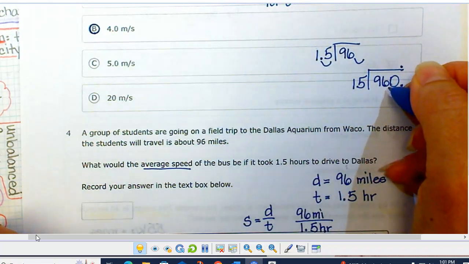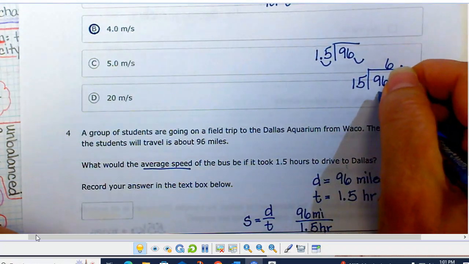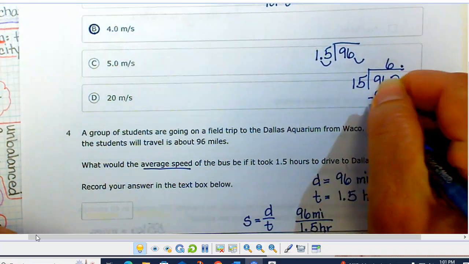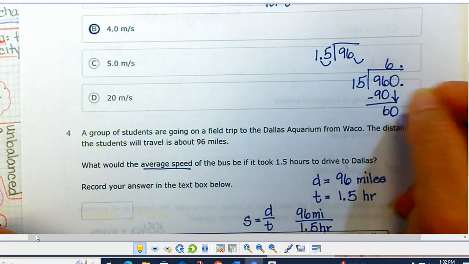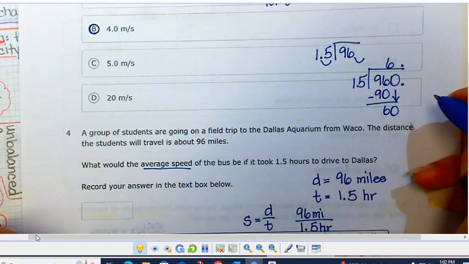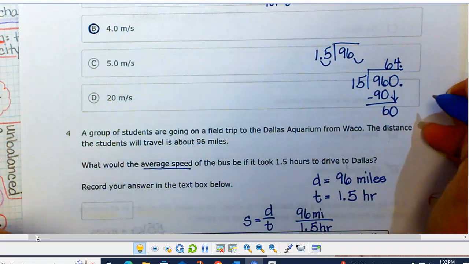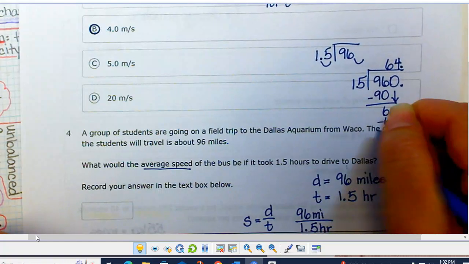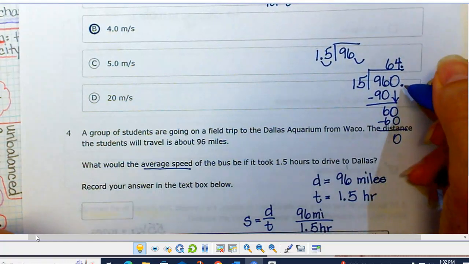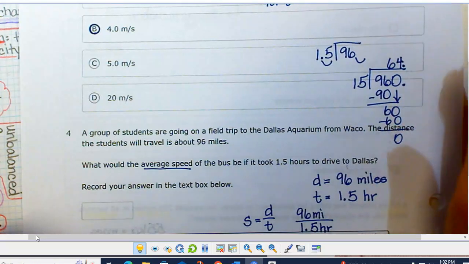15 will go into 96 6 times. 6 times 15 is 90. 96 minus 90 is 6. Bring a 0 down and make that a 60. 15 will go into 60 4 times. And that's going to give us a 60. It's going to give us 0, and I get to quit because I have no remainder and I went all the way to the digit next to the decimal, so I'm done.